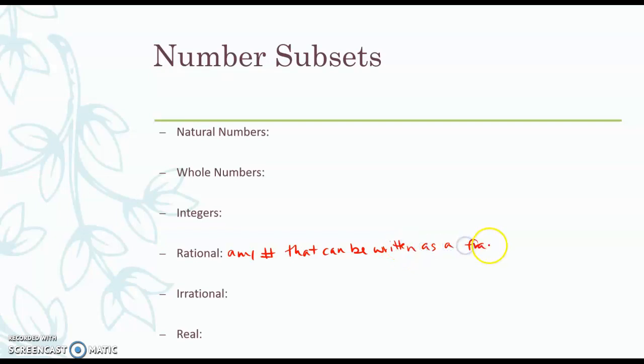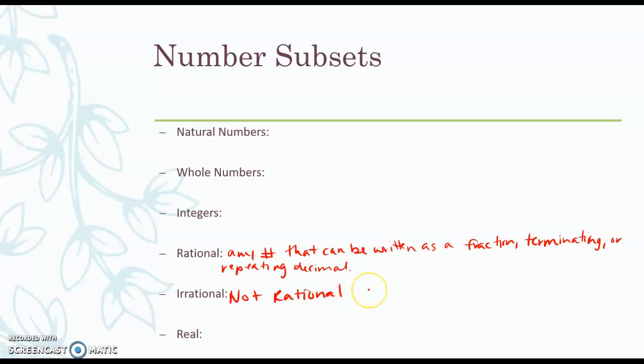A fraction, a terminating or repeating decimal. All right, and then irrational basically is not rational. So anything that cannot be written as a fraction, terminating, or repeating decimal.